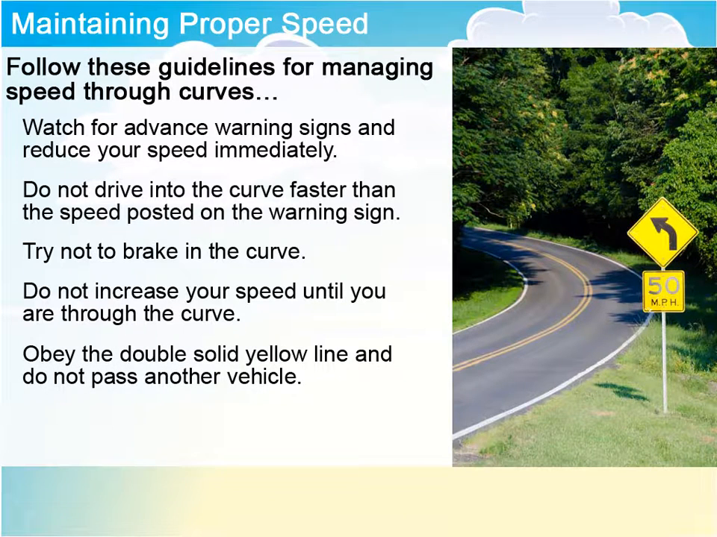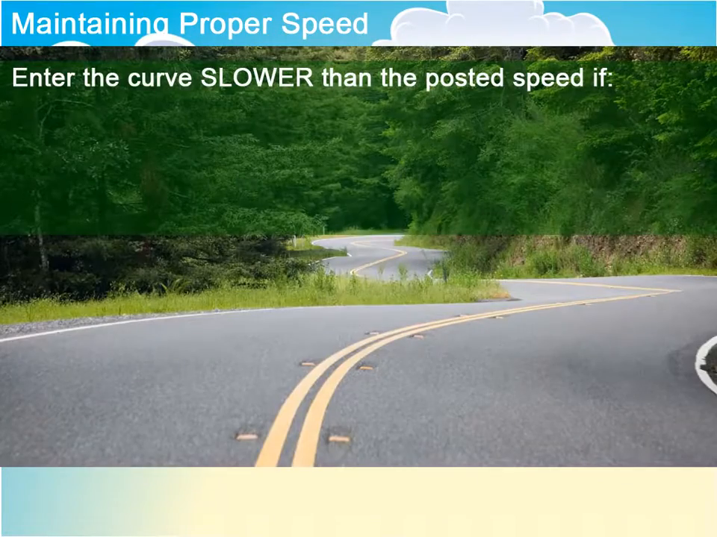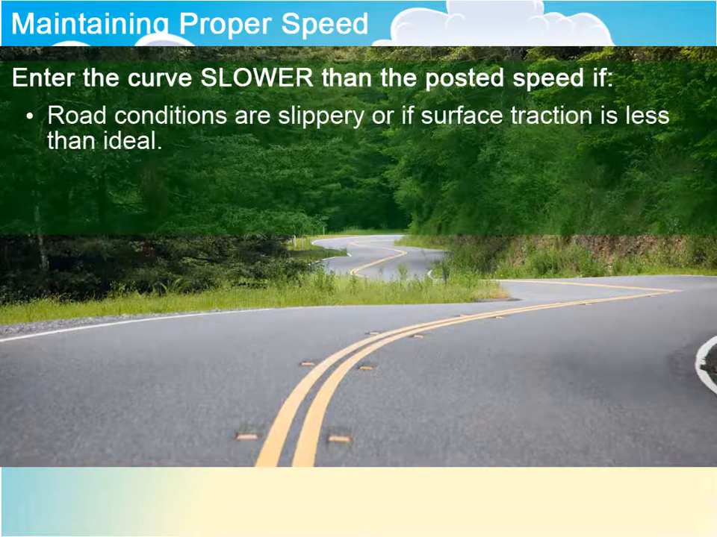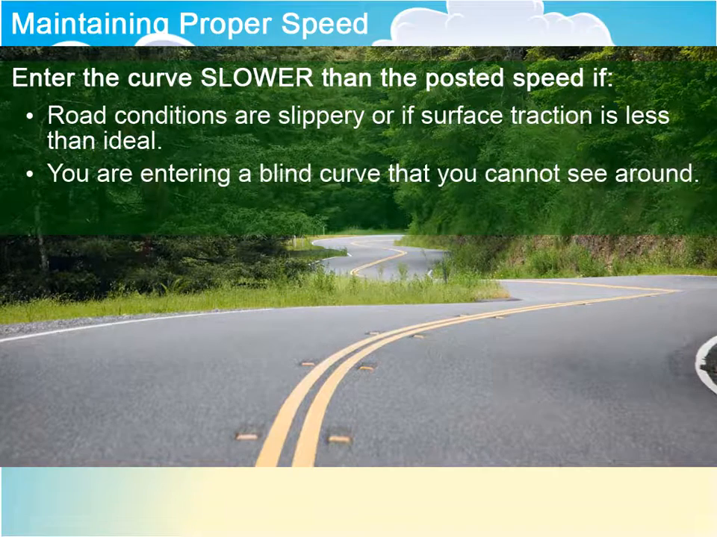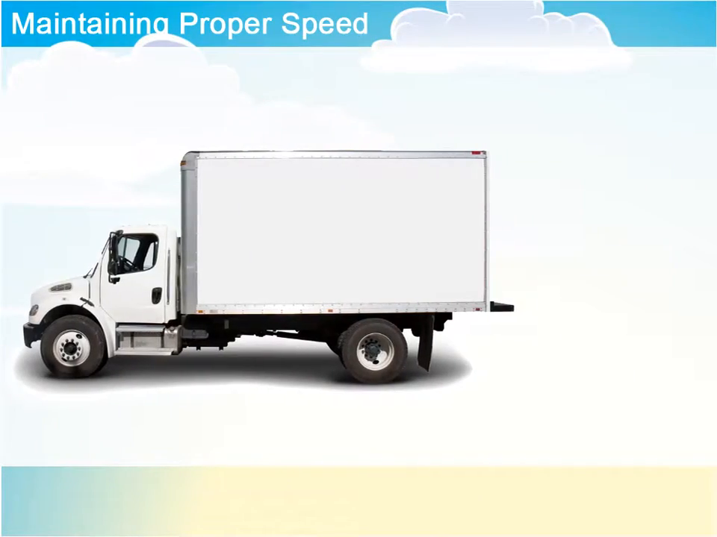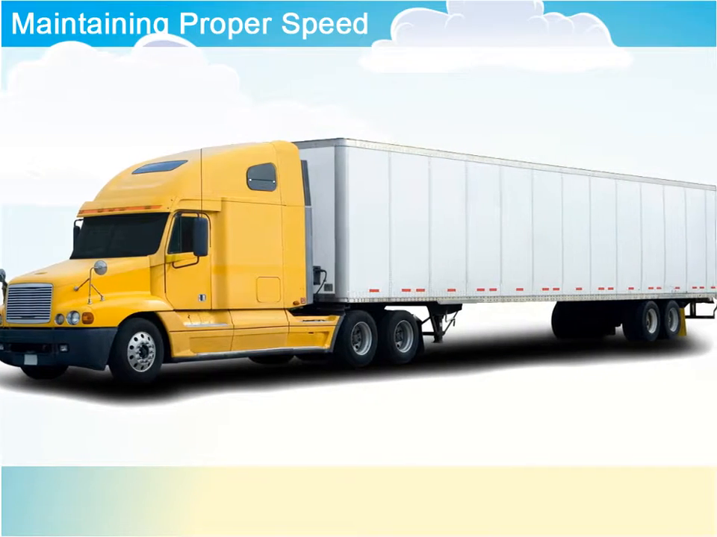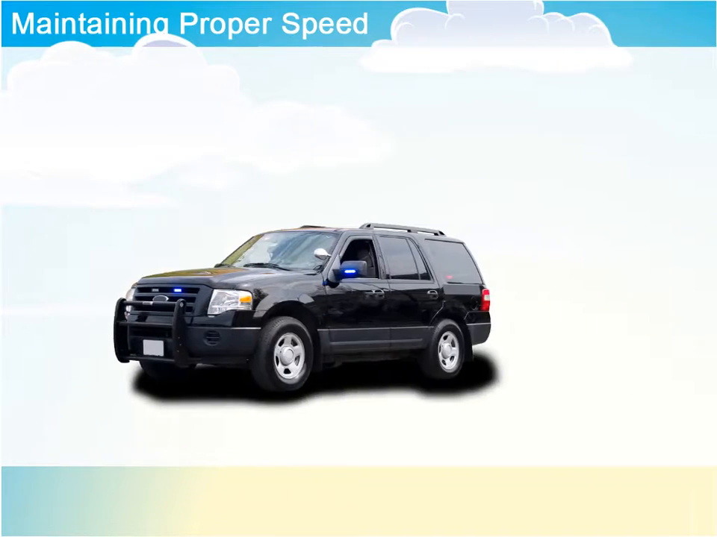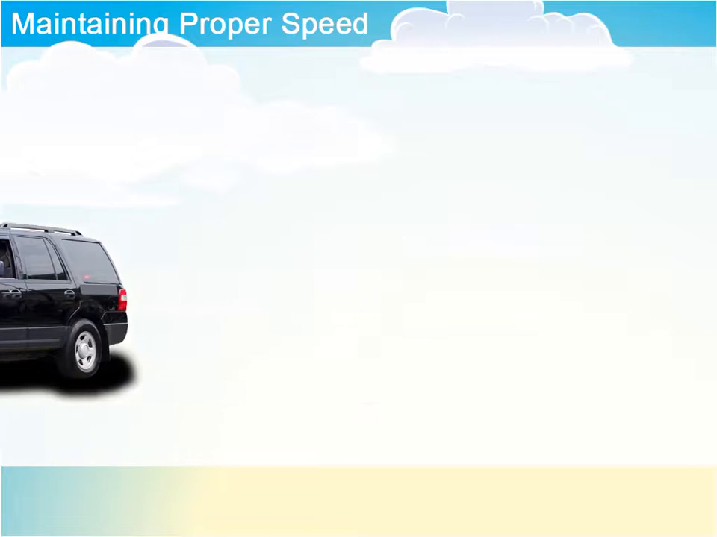Obey the double solid yellow line and do not pass another vehicle, no matter how slow they may be going. Enter the curve slower than the posted speed if road conditions are slippery or if surface traction is less than ideal, you are entering a blind curve that you cannot see around, or your vehicle is tall and has substantial weight loaded high. Taller vehicles, trucks and SUVs, have a higher center of gravity than most cars, and in turn, a higher risk of rollover.